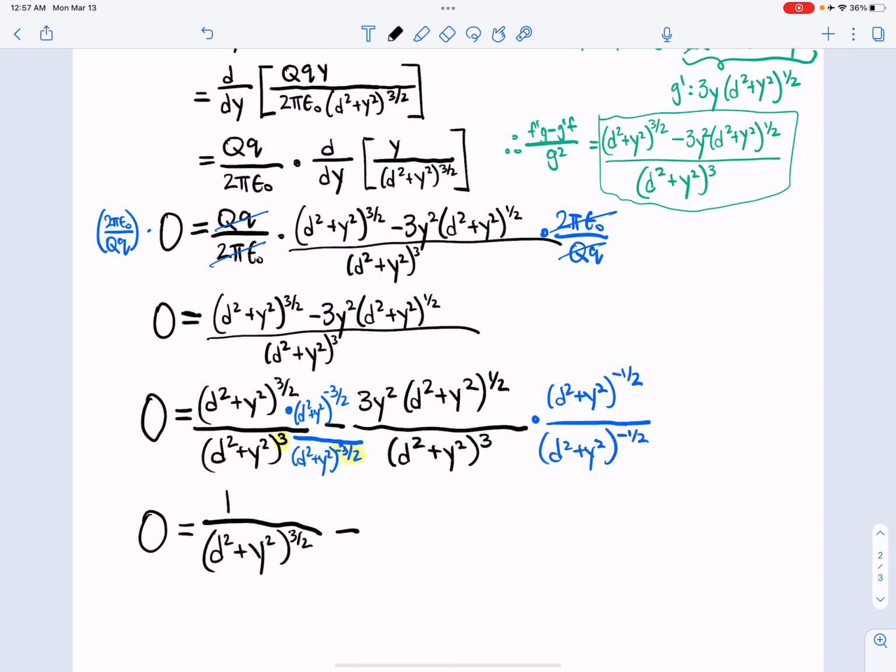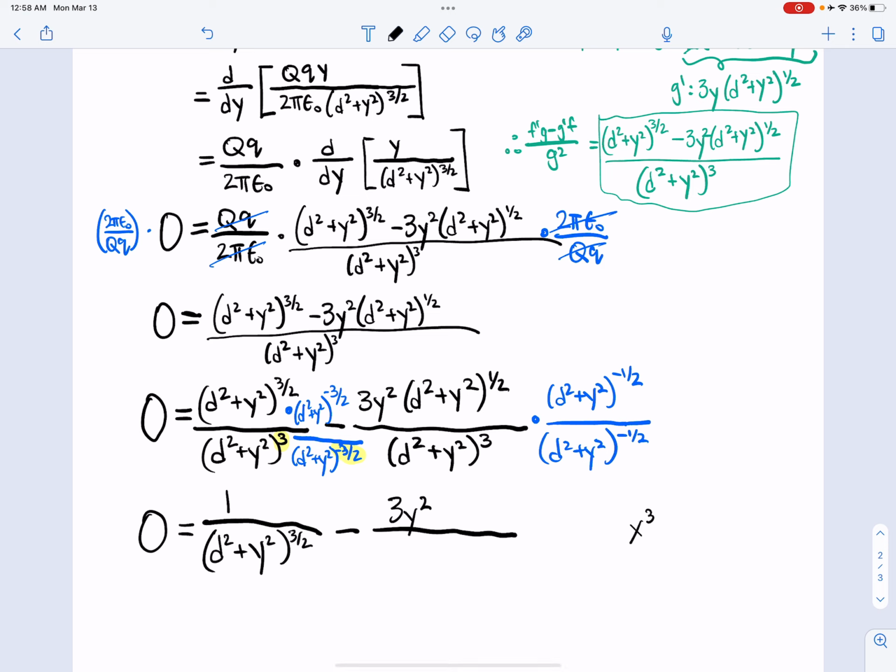And then minus 3y squared, right? Because over here I've got to the 1/2 minus 1/2. So if I add that, that's just 0. So anything to the power of 0 is 1. So now I've just got 3y squared in the numerator divided by d squared plus y squared.